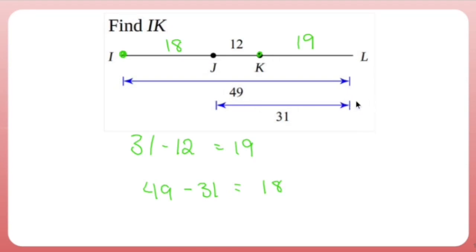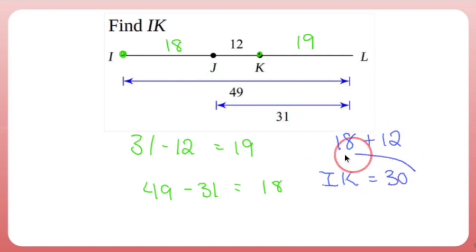Am I done? No. Because I have to find IK. Still haven't found that yet. But IJ is 18 and JK, just kidding, is 12. And IK is 18 plus 12. So IK is 30.